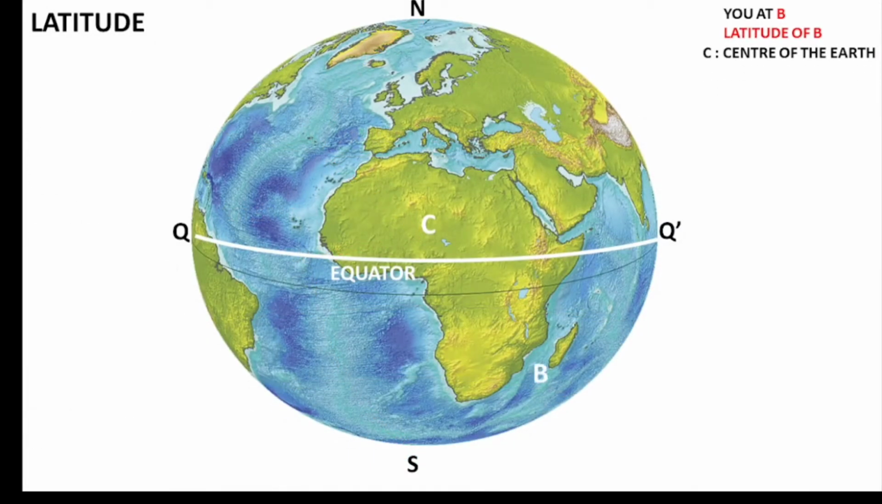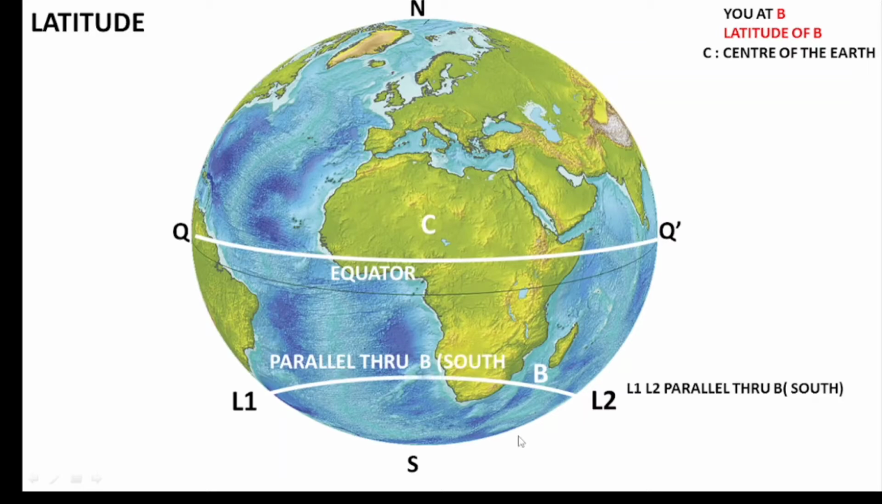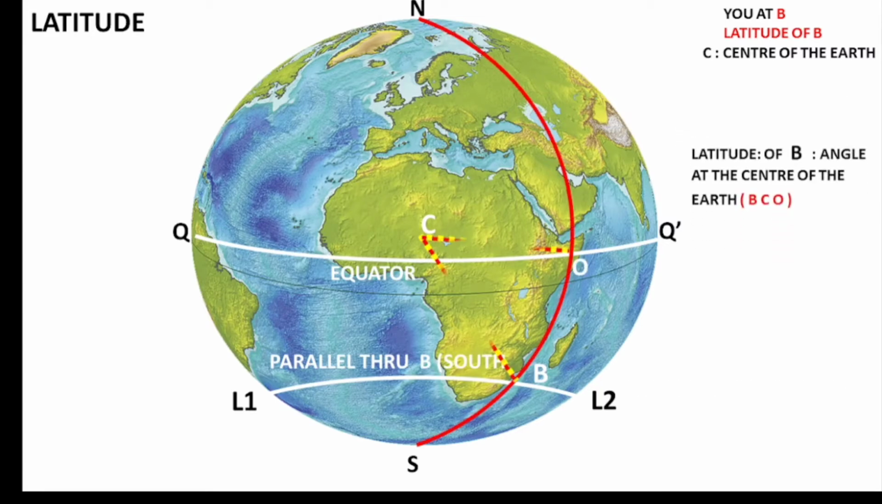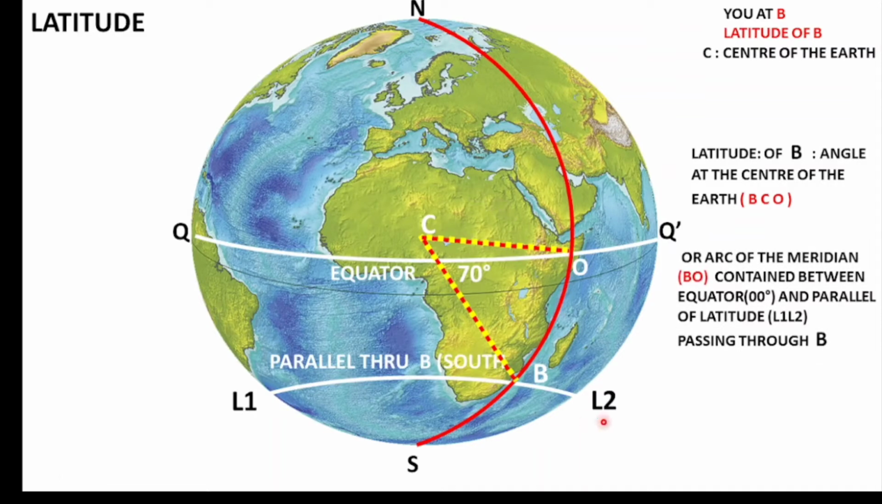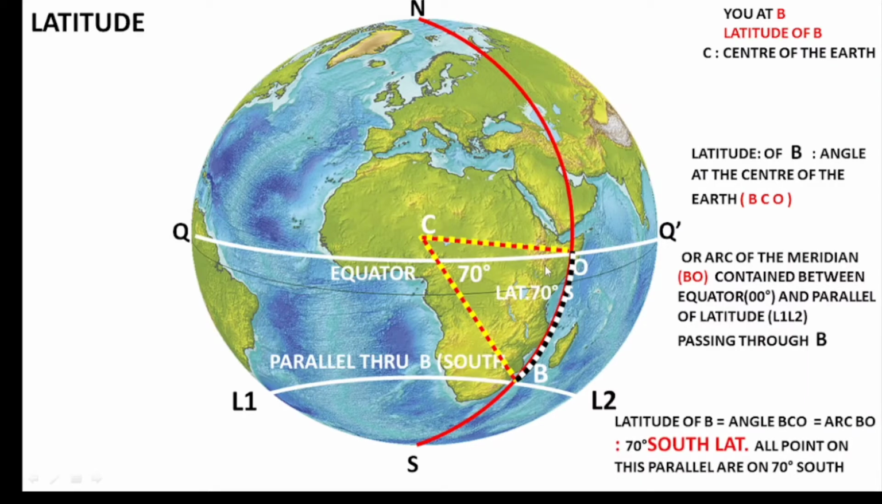Now let us take another point B, which I have shown on the southern hemisphere, and L1, L2 is the small circle or parallel of latitude passing through B. We define it as the angle at the center or arc of the meridian contained between the equator and the parallel passing through that particular point, B here. I've taken it as 70 degrees here.